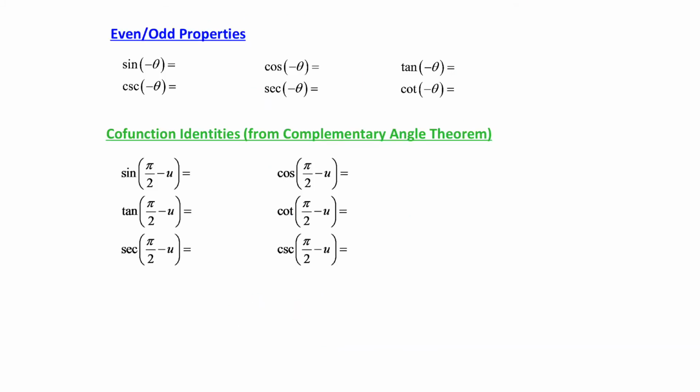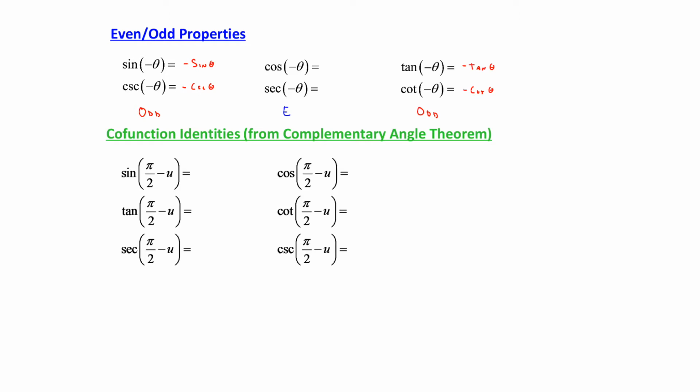The even and odd properties we have discussed as well. So the even and odd properties, sine and cosecant are odd properties, and odd properties are symmetric to the origin. And so if they're symmetric to the origin, then sine of negative theta is the same thing as negative sine of theta, and cosecant of negative theta is equal to negative cosecant of theta. Tangent and cotangent are also odd properties. So tangent of negative theta is negative tangent of theta, and cotangent of negative theta is negative cotangent of theta.